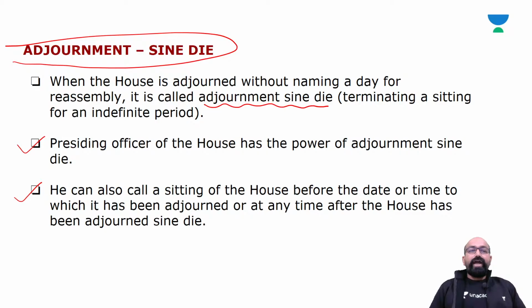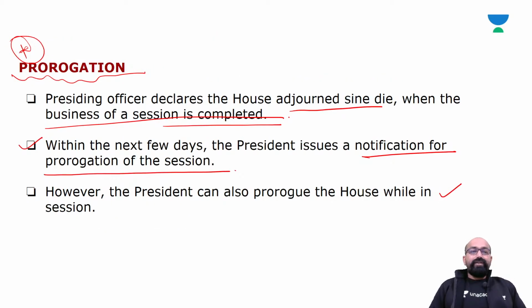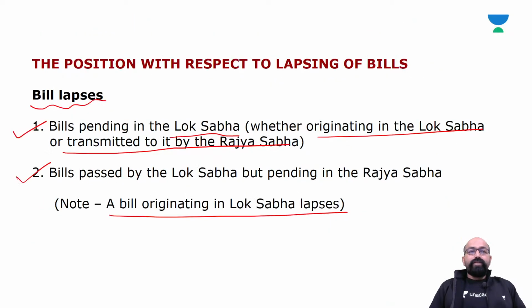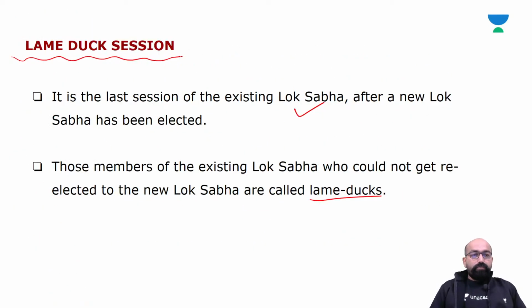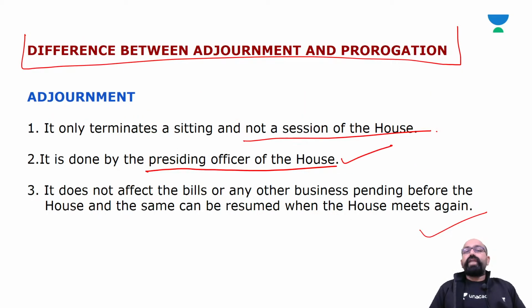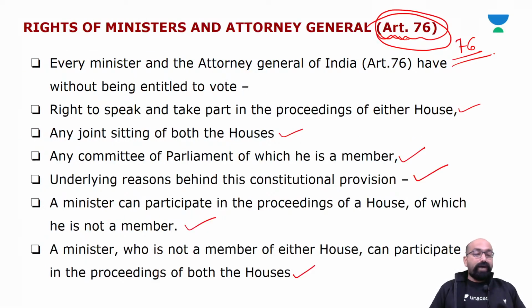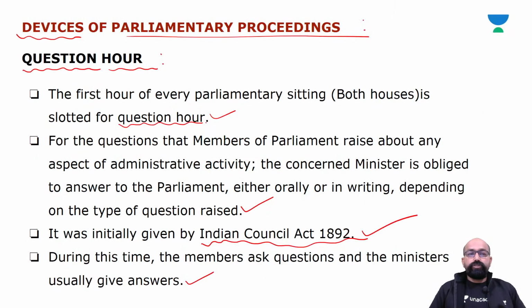Then adjournment, adjournment sine die, prorogation, dissolution. Then the position with respect to lapsing of bills, quorum, lame duck session, difference between adjournment and prorogation. Language in Parliament: the Constitution has declared Hindi and English to be the languages of transacting business in Parliament. Then rights of ministers and the Attorney General, which is described in Article 76 of the Constitution.